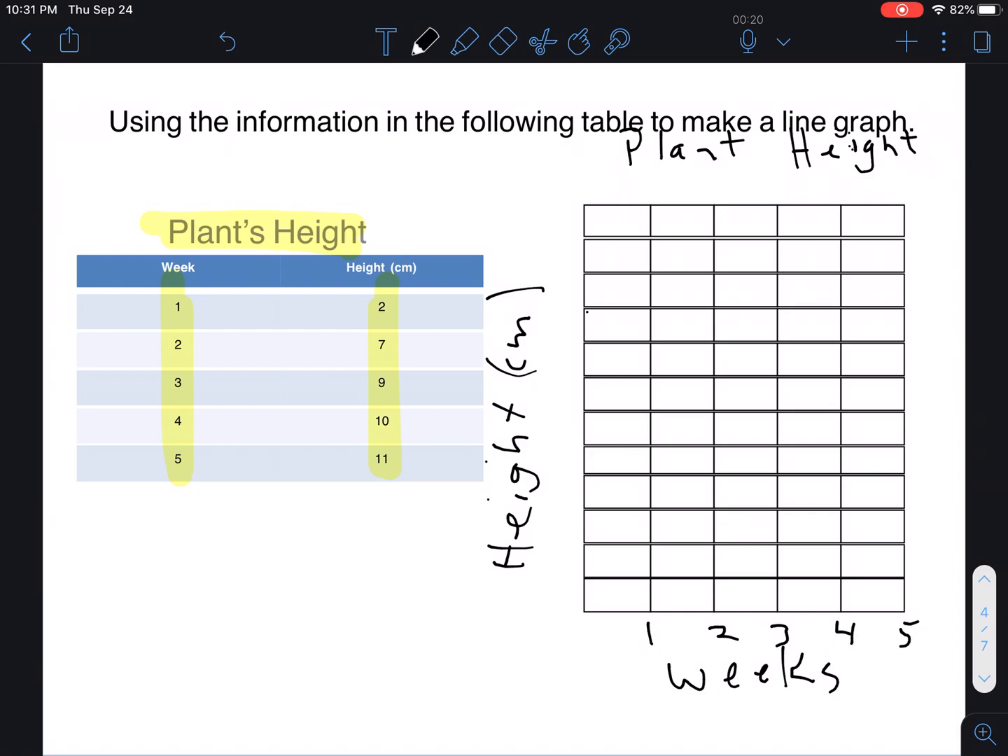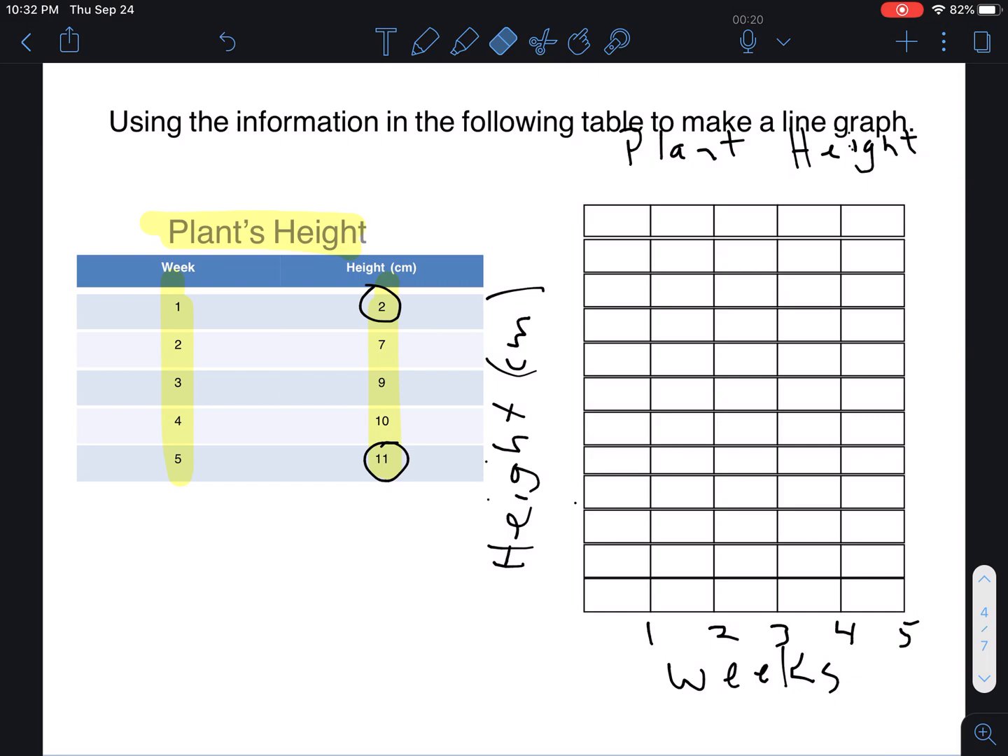And when you're picking your scale for your axis, you need to look at your biggest number and your smallest number and subtract the two. 11 subtract 2 would give you 9. And then you need to count the number of lines that you have available to you. So I've got 1, 2, 3, 4, 5, 6, 7, 8, 9, 10, 11, 12. And typically we would just divide the two. 12 divided by 9 will give us 1 point something. So basically it's pretty easy to see that a good scale for this would be that each line would represent 1 centimeter.